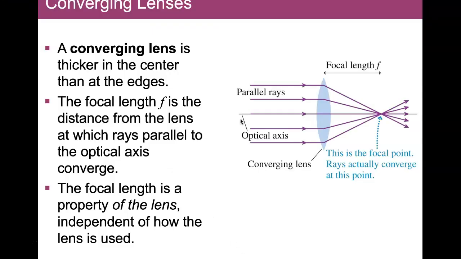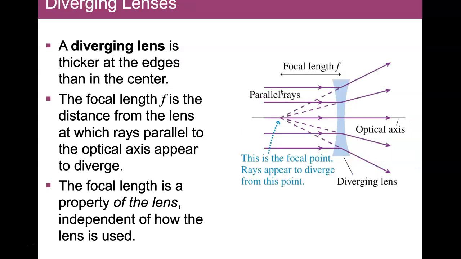Okay, so this is a better picture for a converging lens. By the way, this line perpendicular to the lens going through its center is also known as the optical axis. These are these parallel rays, so they get focused on the focal point. The diverging lens behaves like this.